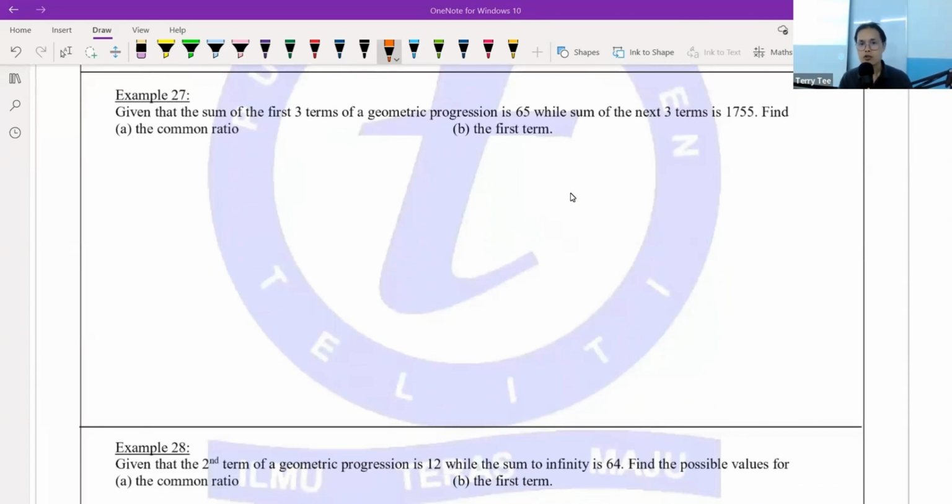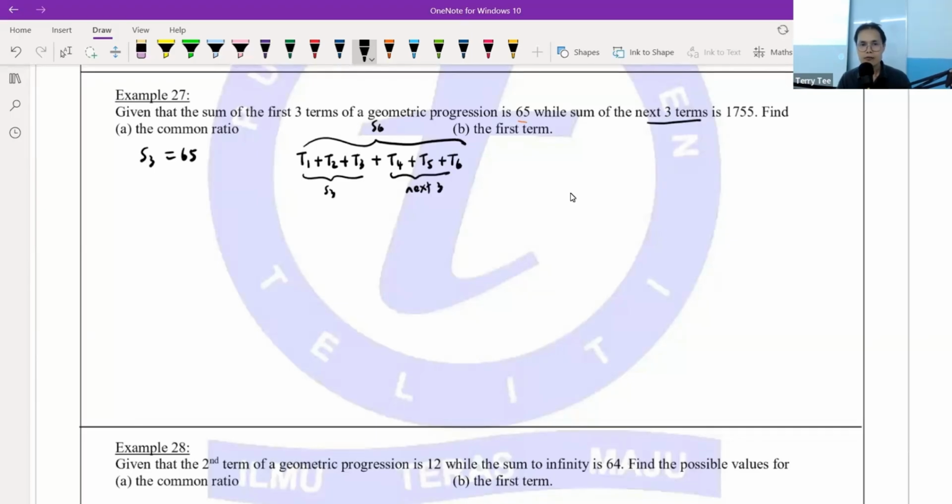The sum of the first three terms of a geometric progression is 65. So we write S3 equals 65. Now, when we say the sum of the next three terms, picture this. The first three terms are D1, D2, D3. The next three terms start from D4, D5, D6. This is the first six terms. So if you're finding D4, D5, D6, we're actually taking S6 minus S3. And this sum is 1755.